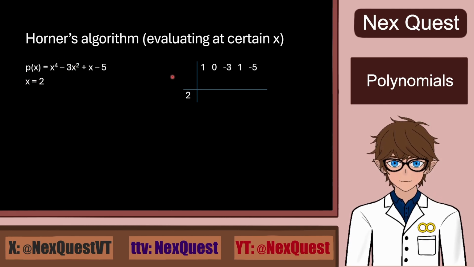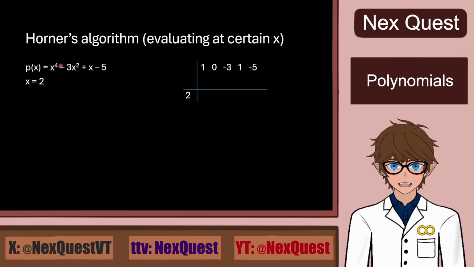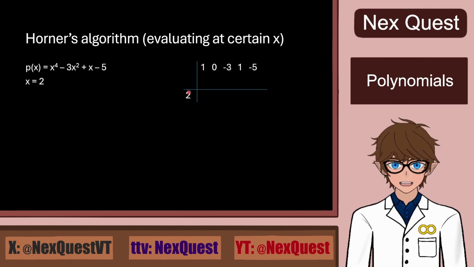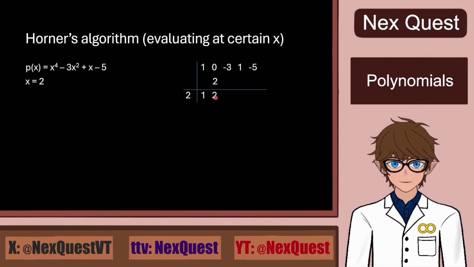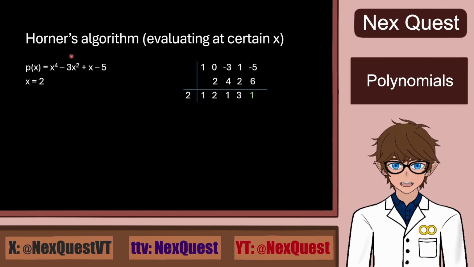So let's set a table. We have the 4th degree, so 5 coefficients, where the one next to the x to the power of 3 is equal to 0. So we put 2 in the corner and 1, 0, minus 3, 1, minus 5. Carry down the 1, multiply, add, multiply, add, multiply, add, multiply, add. So 1 is the solution. This graph at x is 2 will have the y value of 1.